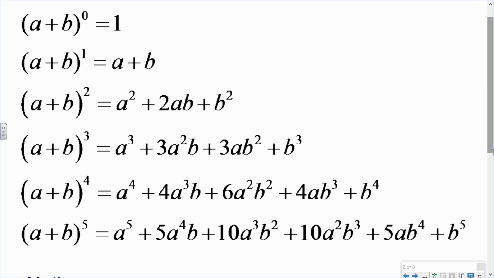1, 4, 6, 4, 1, 1, 3, 3, 1. The left is a mirror image of the right on the coefficients. Okay, what else can we notice? Okay, I'm expanding binomials. I've got 2 terms in each parentheses.